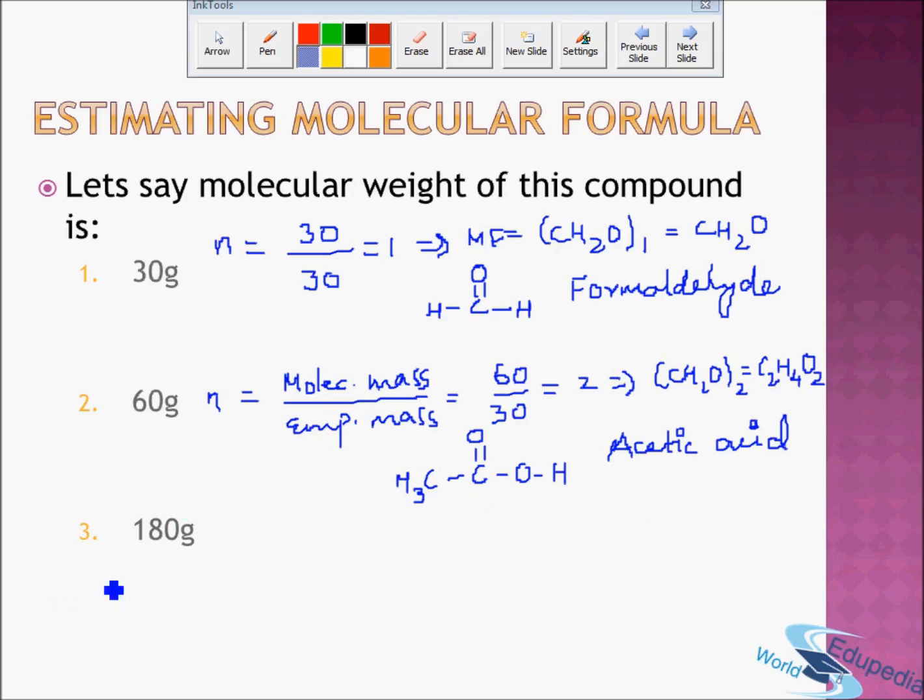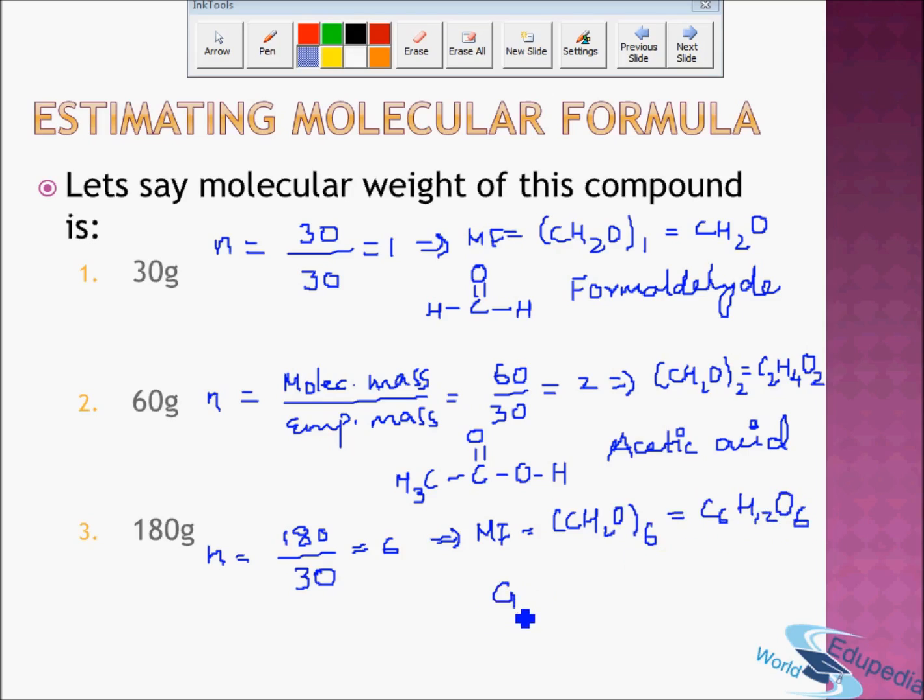So now again 180 gram. Let's say in the last case the molecular mass of the compound is given to be 180 grams. So my n factor here will be 180 divided by empirical mass, that is 30. This is 6. So in this case my molecular formula becomes empirical formula multiplied by the factor n, that is 6 here. So this becomes C6H12O6. This compound is quite familiar to us now. By now we have done several examples on this compound. It is nothing but glucose.